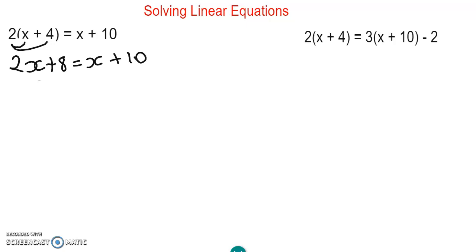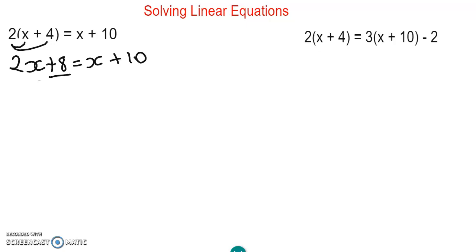So now we have no brackets to worry about, but we do want to work on step 2, which is getting all of your unknowns onto one side and all of your knowns onto the other side. By unknowns, I mean the x, because we don't know what number that x represents yet. So the first step to doing that, we're going to look at this plus 8 here.